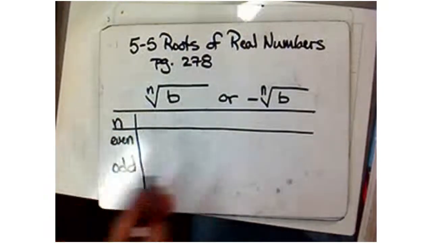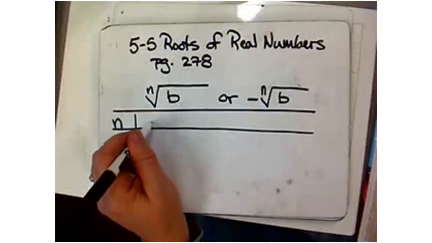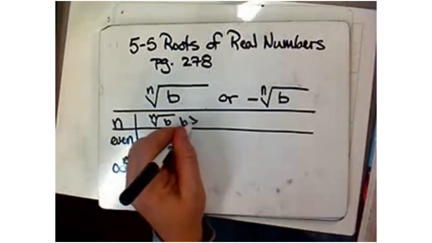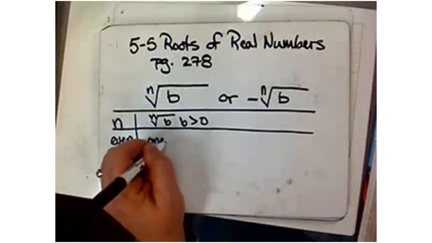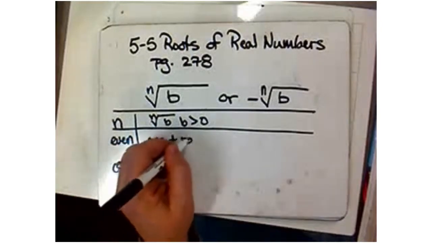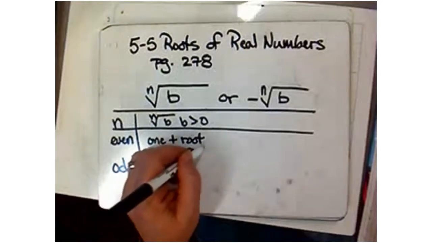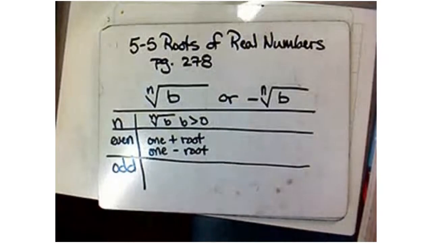If you follow that over, if your n is even and you have the nth root of b where b is greater than 0, one positive root and one negative root is what you would end up with. In other words, if you have the square root or the fourth root or the sixth root, you could have a positive and a negative root.